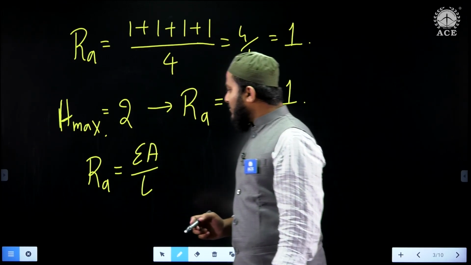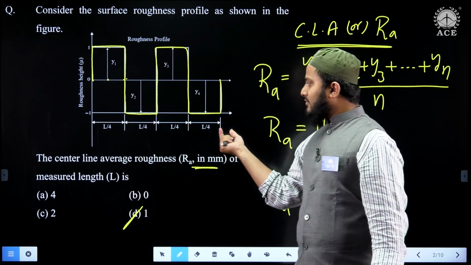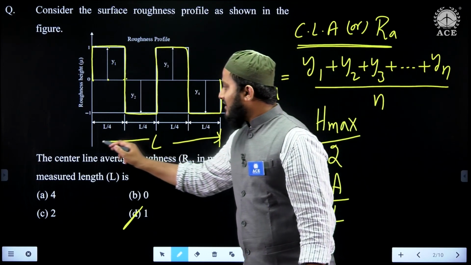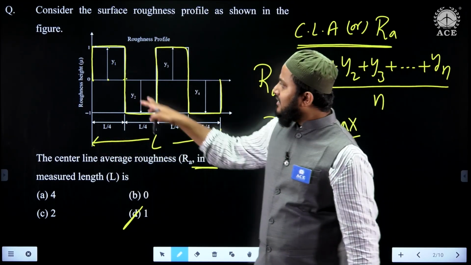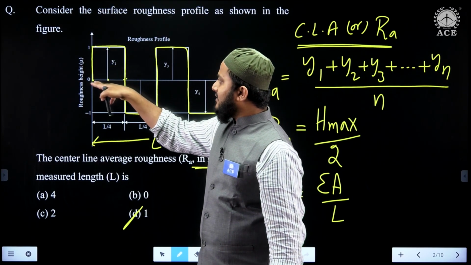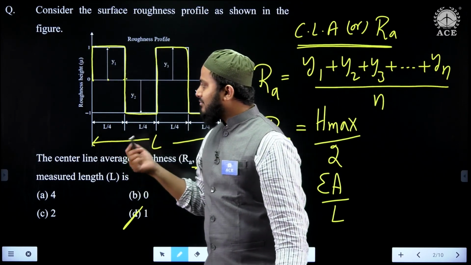So the sampling length is anyhow L only. Why? Because L by 4, L by 4, L by 4, L by 4, summation will give the total sampling length as L. But what is the area here? If you notice here, 0 to 1, 1 is the height and L by 4 is the width. L by 4 into 1 will be L by 4.